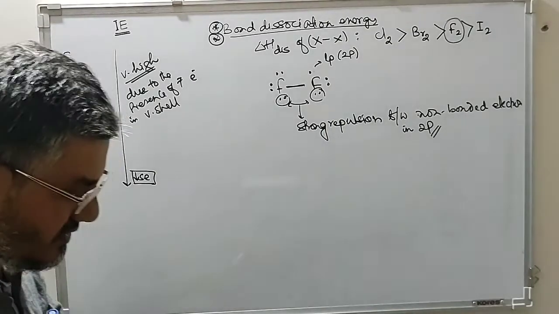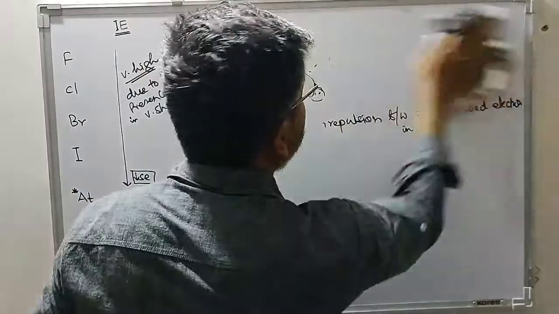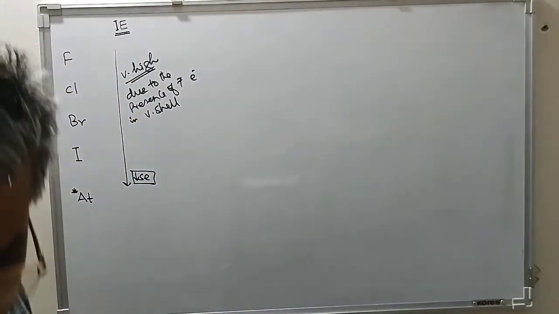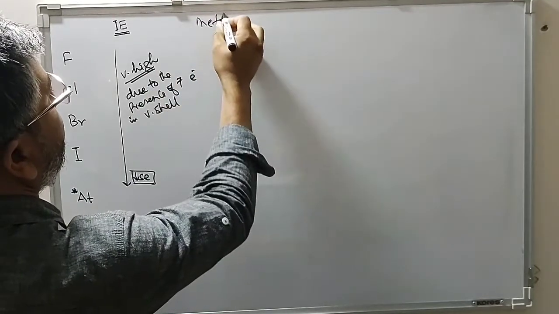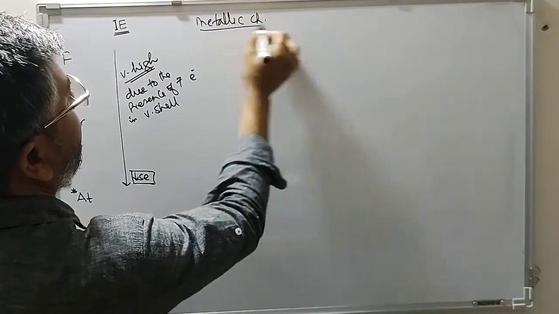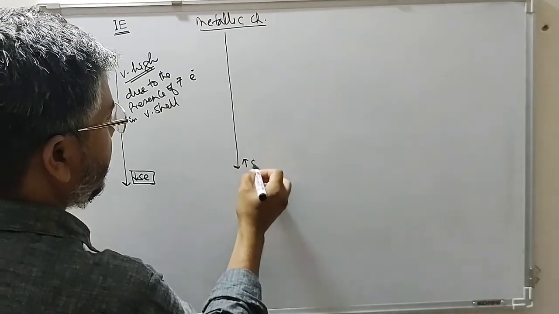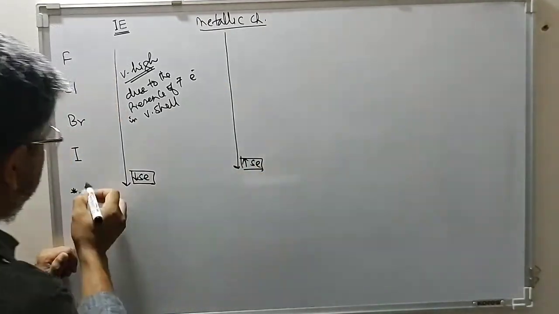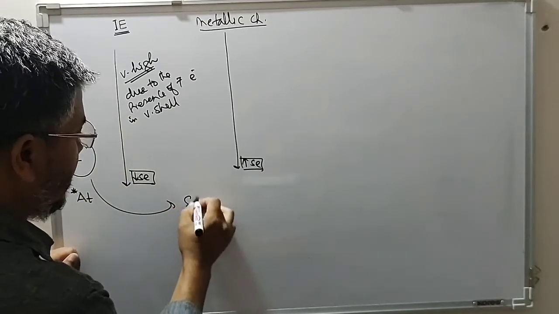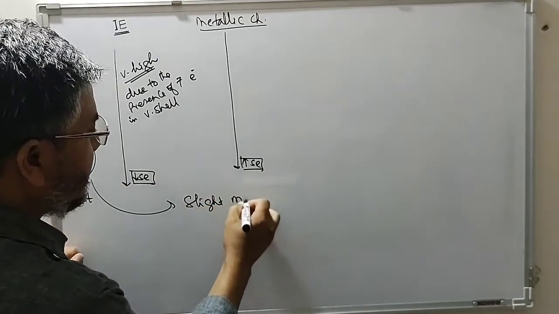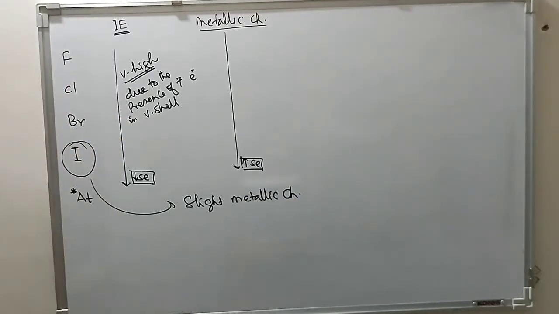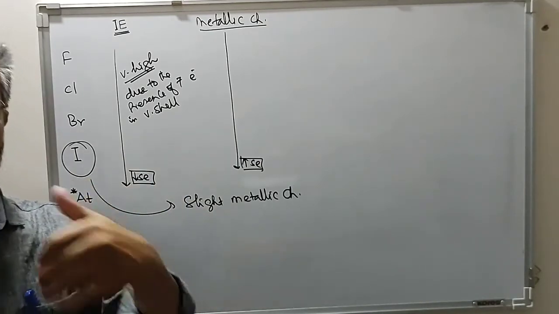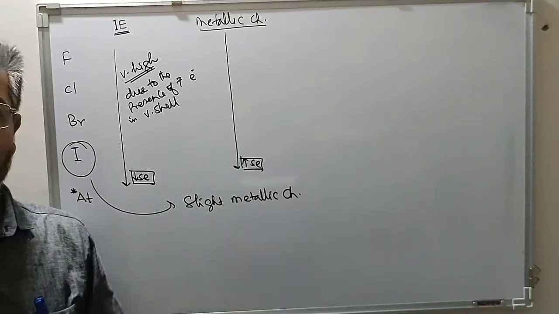Though these are non-metals, their metallic character increases down the group, meaning iodine shows a slight metallic character. Metallic means a lustrous, shining property. Iodine shows lustrous or shining property which is attributed to the metals.